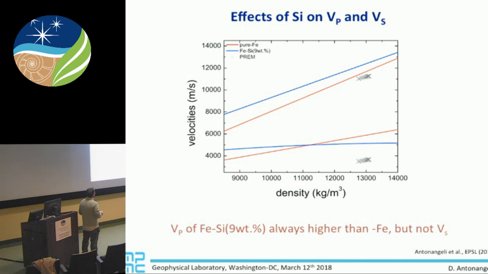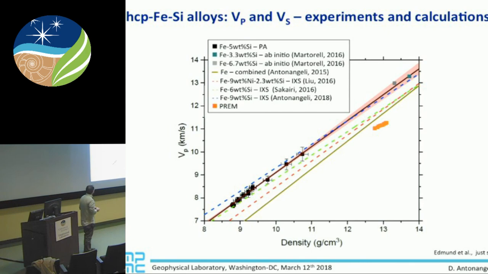So comparing pure iron and iron silicon alloy with 9 weight percent up to core density, we observed that adding silicon makes compressional velocity always higher than pure iron, while this is not the case for the shear velocity. The effect is such that at moderate compression, the alloy is faster than pure iron, but this is not the case at inner core conditions. This conclusion is in qualitative agreement with that suggested by recent ab initio calculations as well. But probably 9% is a little bit too much for the core composition.